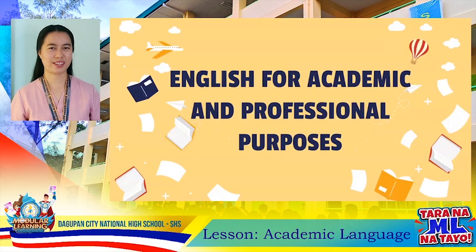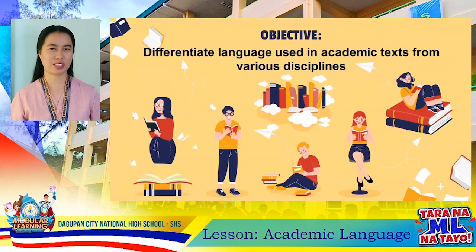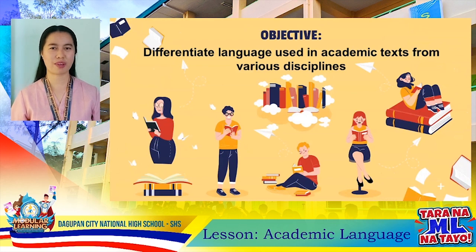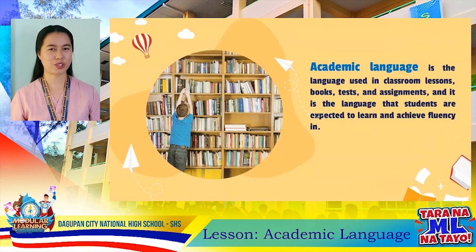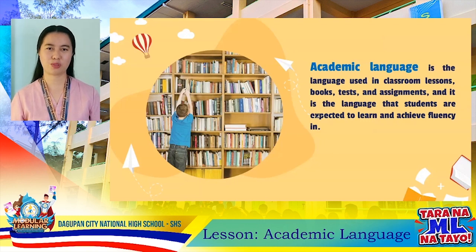Our first lesson in this subject is language use in academic texts. At the end of this lesson, you should be able to differentiate language use in academic texts from various disciplines. Academic language is the language used in classroom lessons, books, tests, and assignments, and it is the language that students are expected to learn and achieve fluency in. It is the language used in schools, particularly in the classroom instruction and learning tasks, that students must master in order to succeed in any subjects.